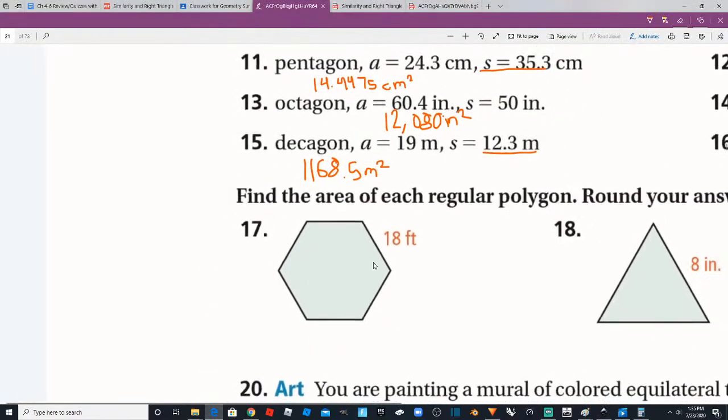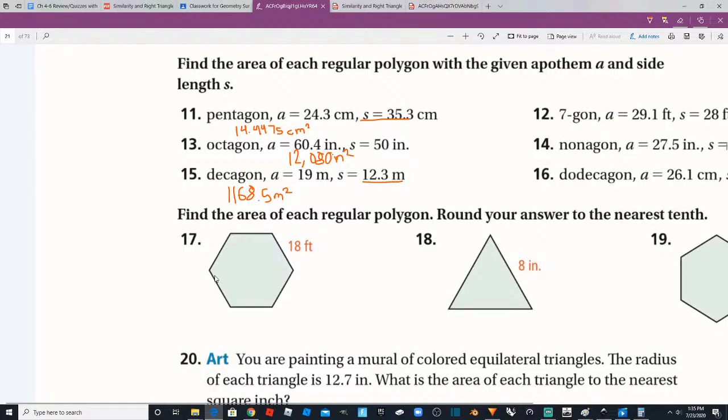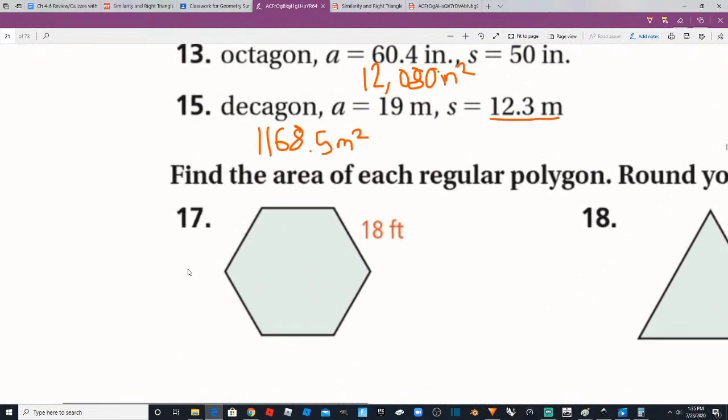Okay, so find the area of each regular polygon. Round your answer to the nearest tenth. So let's actually draw some important information on the hexagon. One piece of information we need for the formula is the perimeter. When you're given a side length of a shape, you can easily find the perimeter by multiplying 18 by how many sides there are: 1, 2, 3, 4, 5, 6. So let's do that.